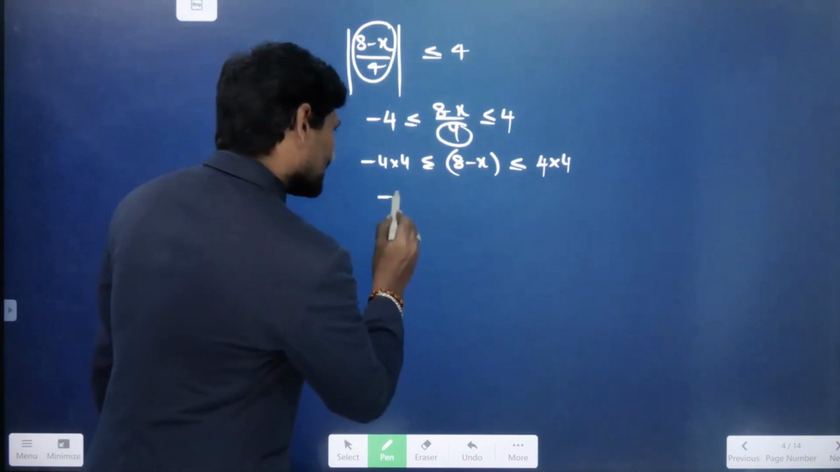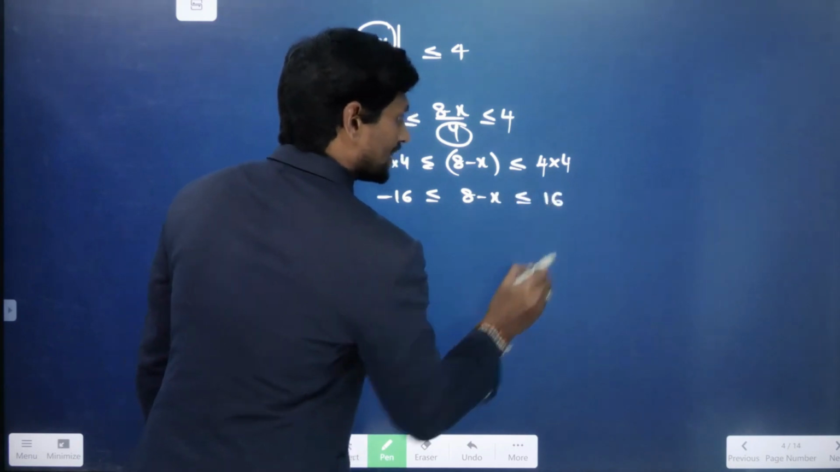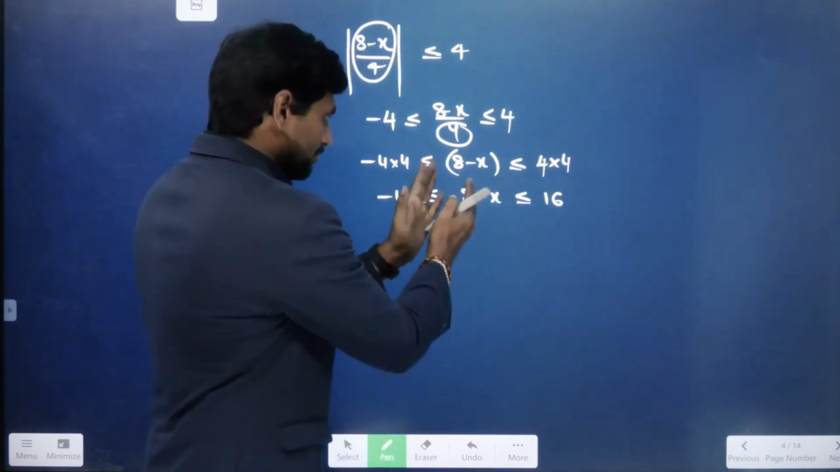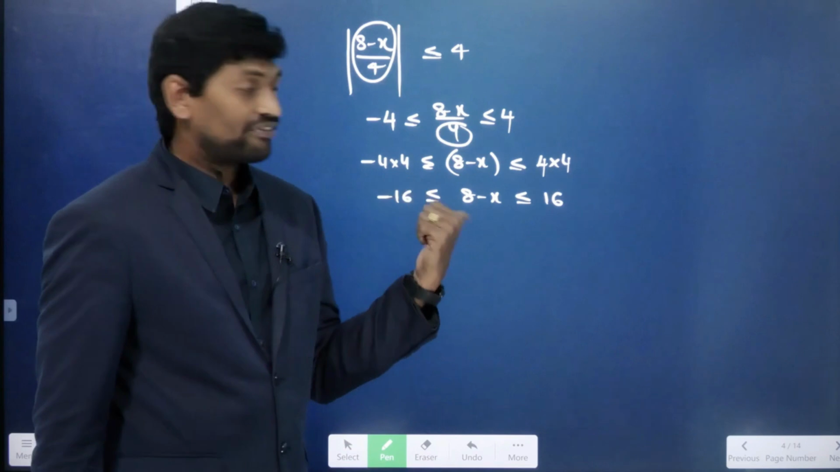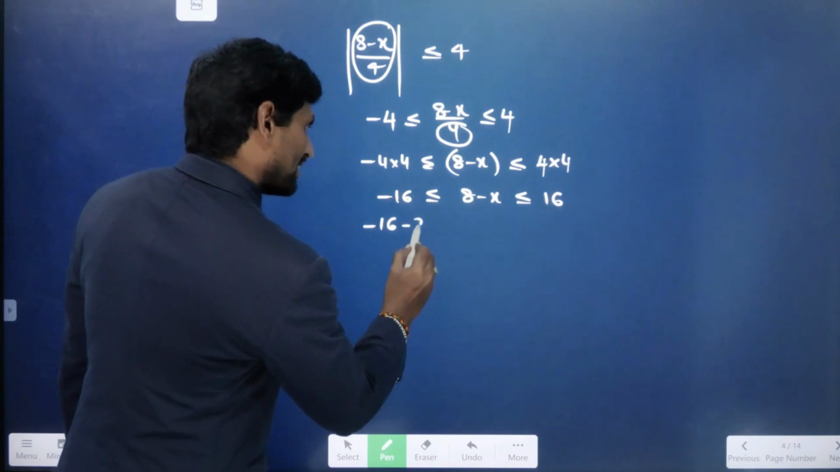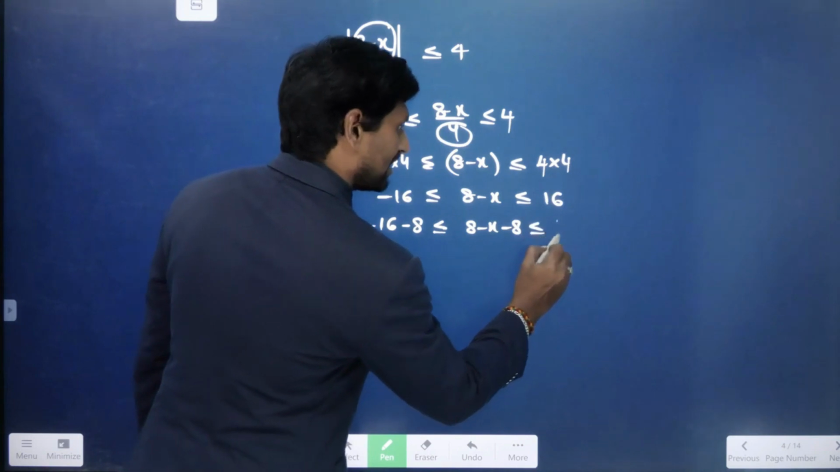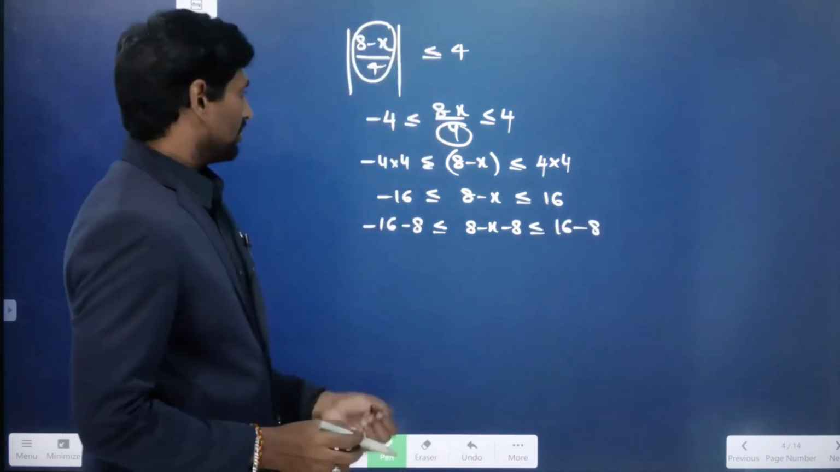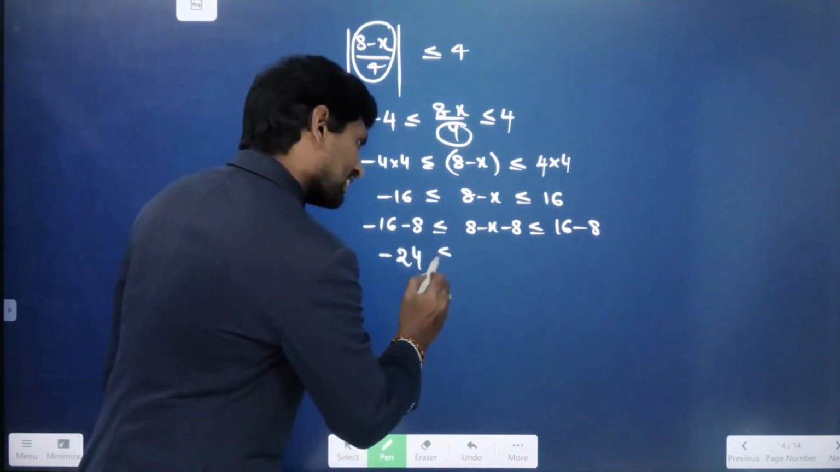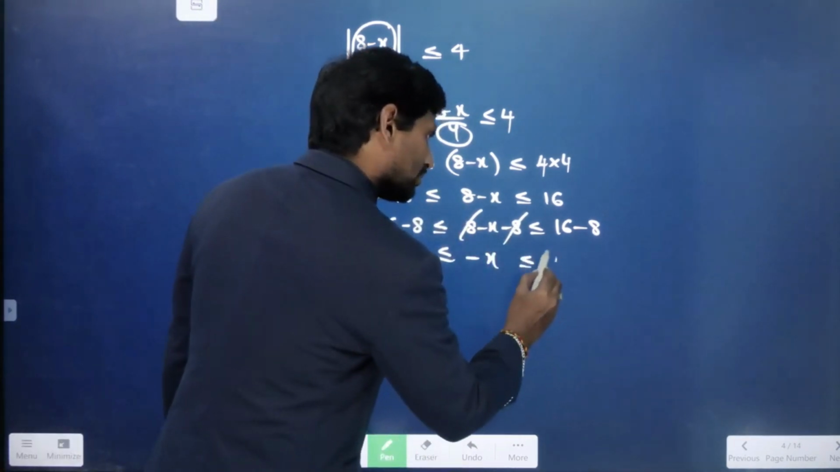So that is nothing but minus 16 less than or equal to 8 minus x less than or equal to plus 16. But we want only x here, and we have 8 minus x. Let us remove the plus 8. For removing the plus 8, we need to add minus 8, right? So minus 16 minus 8 is less than or equal to 8 minus x minus 8 less than or equal to 16 minus 8. So minus 16 minus 8 is nothing but minus 24, less than or equal to 8 minus 8 cancels. Here minus x is less than or equal to 8.